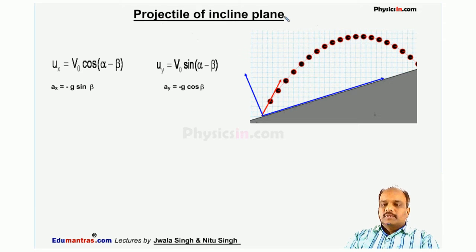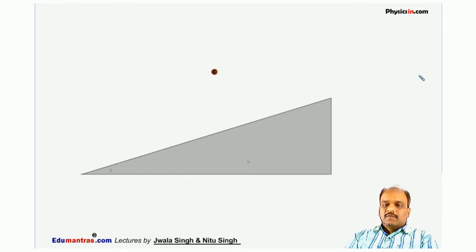Projectile on inclined plane. Here we will discuss when a particle is projected in a uniform gravitational field on some inclined plane, like a mountain or an inclined surface which makes some angle with the horizontal ground. This is the particle when we project it, it moves and strikes the inclined plane at some angle. This is called projectile on inclined plane.